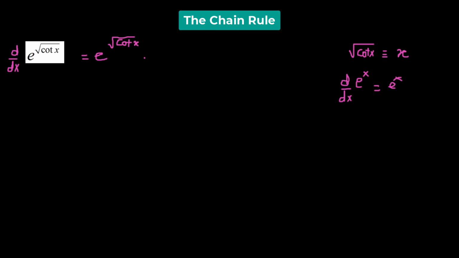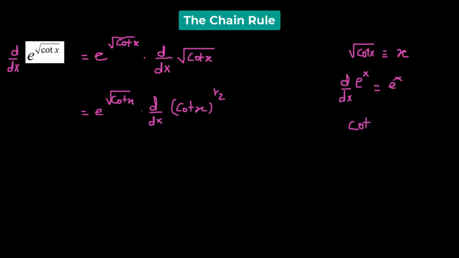Let's do another problem. Let us find the derivative of e raised to the power square root of cot of x. We are going to make an assumption that square root of cot of x is equivalent to x. So that means we'll get e raised to the power of x, and the derivative of the exponential function gives the function itself. So we should get e raised to the power square root of cot of x times the derivative of our assumption, which is square root of cot of x. The square root of cot of x can be rewritten as cot of x raised to the power half.